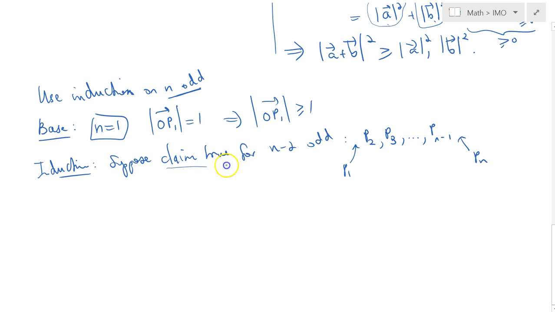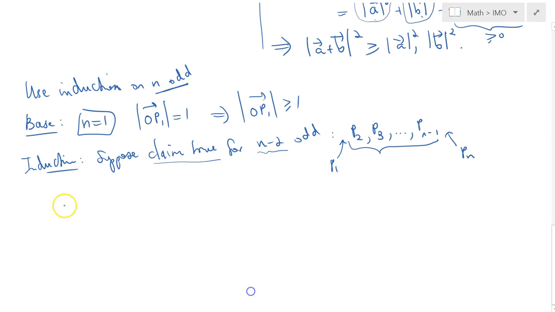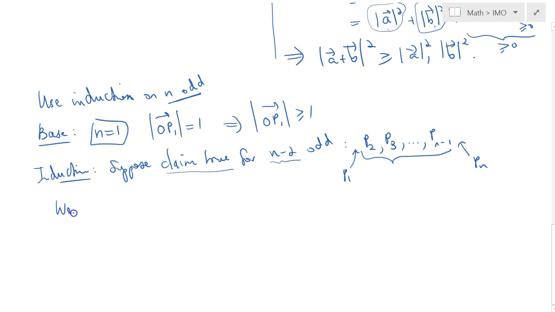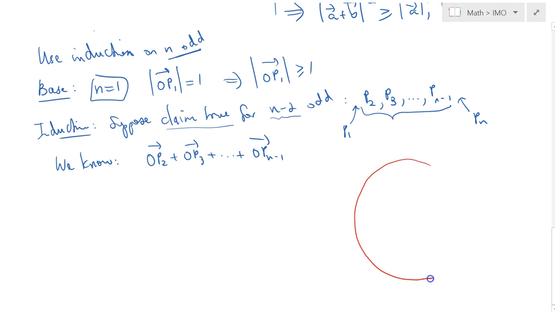But first of all, because the claim is true for n minus 2, it implies that the sum of all these vectors, so let's write that down. We know that OP2 plus OP3 and so on, all the way up to OP sub n minus 1, this sum is somewhere inside the unit circle, right? So therefore consider the following picture.